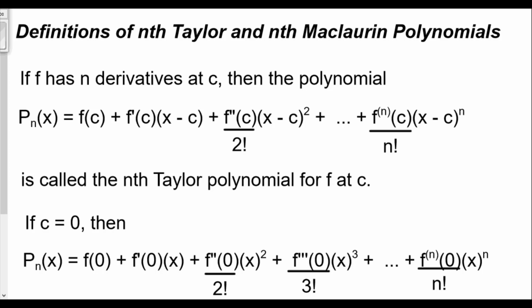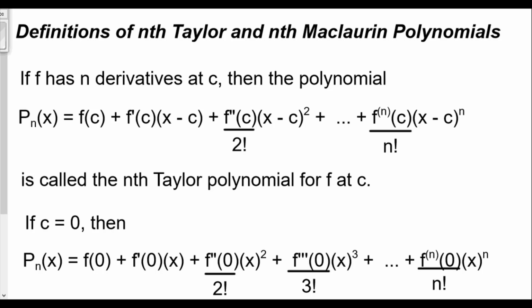So this is the form. What it comes down to is this is going to be the form for the nth Taylor polynomial at c. Now we have almost a formula to plug into if we want to find a Taylor polynomial at a particular value.